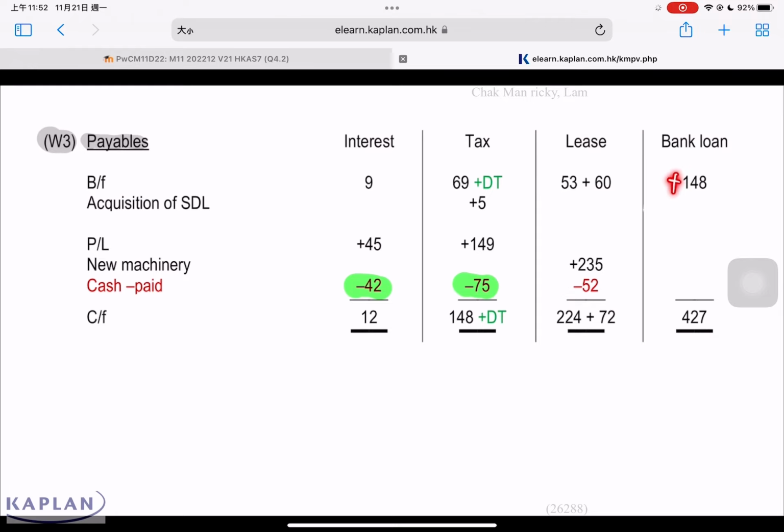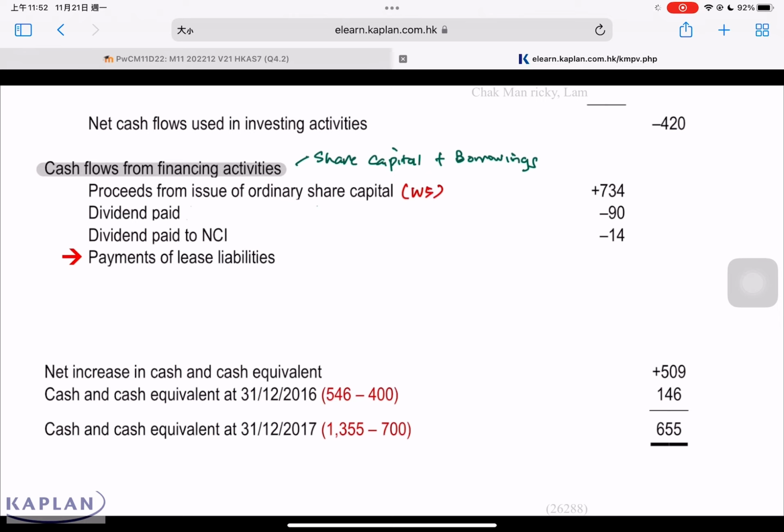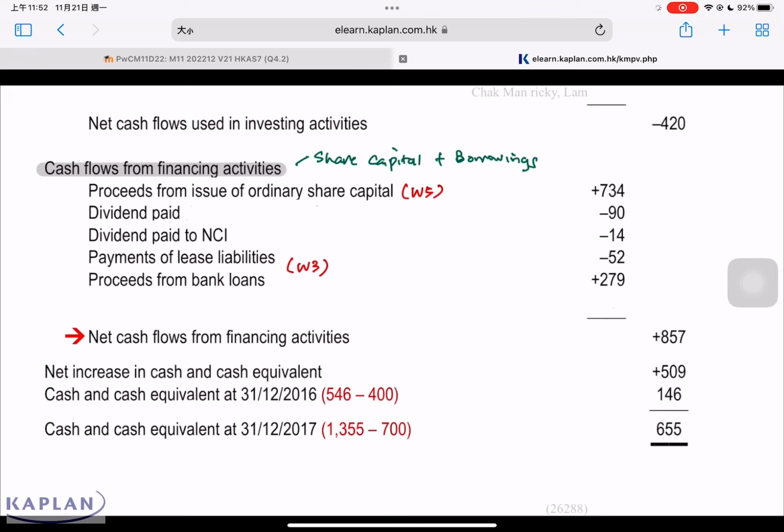Bank loan: 148 minus 427, there's an increase in the bank loan of 279. This is a cash inflow, cash received from the borrowing. Payment of lease liability is equal to 52. Increase in bank borrowing is equal to 279. All these are working number 3. After that, add up the column: 734 minus 90 minus 14 minus 52 plus 279. The net amount is equal to 857. It's a plus. This is the net cash from financing activity.